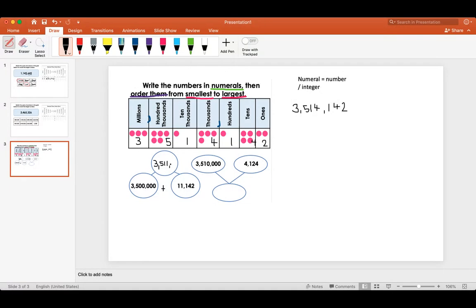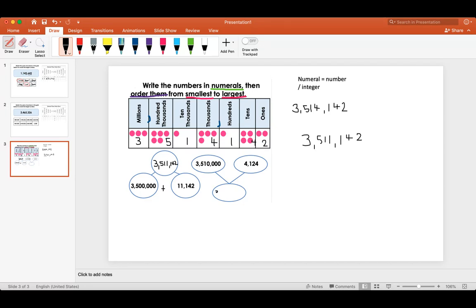And then I can just simply finish that off. So it's 142. So I'm going to write that now over here. So 3,511,142. Then I'm going to move on to the next one. So we've got 3,510,000, and then we've got 4,124. So now I need to add those together.